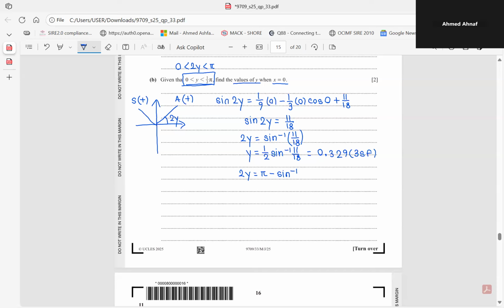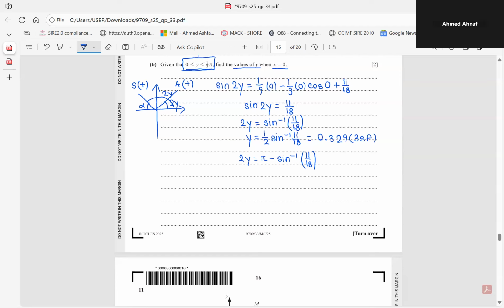And then the second answer, 2y would just be equals to 180, which is pi, minus sine inverse. So the second one would be an obtuse angle, and this would be the basic angle, which is given by sine inverse 11 over 18. Okay, and then hence y would just be pi over 2 minus half sine inverse 11 over 18. And this would give us pi over 2 minus answer. We would get 1.24 to 3SF. So these two are our final answers for the second part, as well as the entire question.